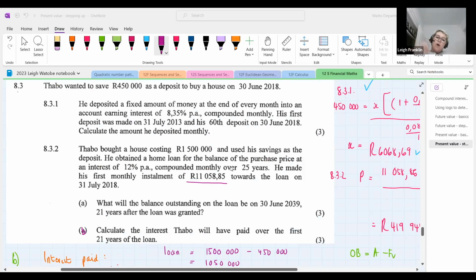But if they're going to ask you how much interest has been paid, it will always be connected to a question on outstanding balance. So they'll have to do what they've done here, where they get you to calculate the outstanding balance, and then say, if you've calculated the outstanding balance after 5 years or 10 years, then you have to calculate the amount of interest that was paid in those 5 or 10 years. They would always link the two together.